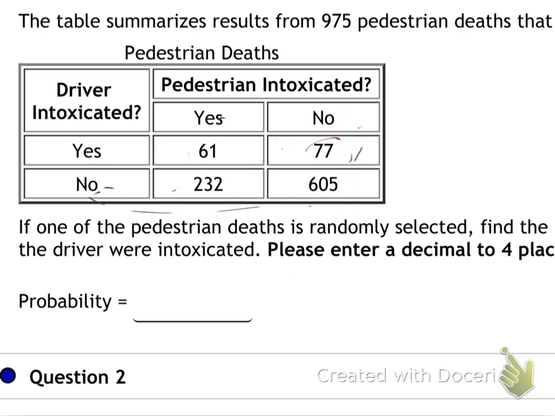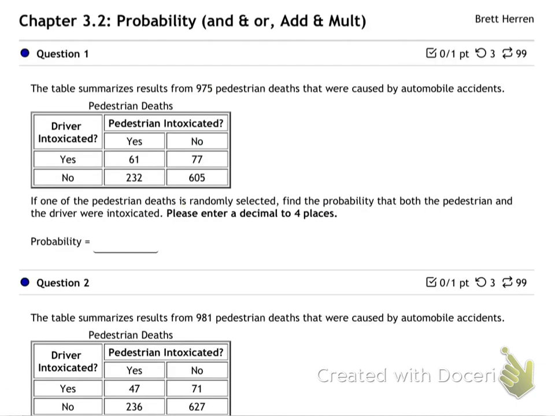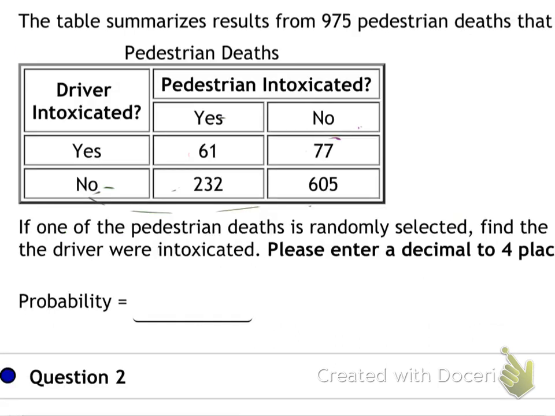All right, off we go. What's their question? Now, we've done this before. It says, if one of these is randomly selected, find the probability that both the pedestrian and the driver were intoxicated. So I'll write it here a little bigger. They want the probability that both are intoxicated.